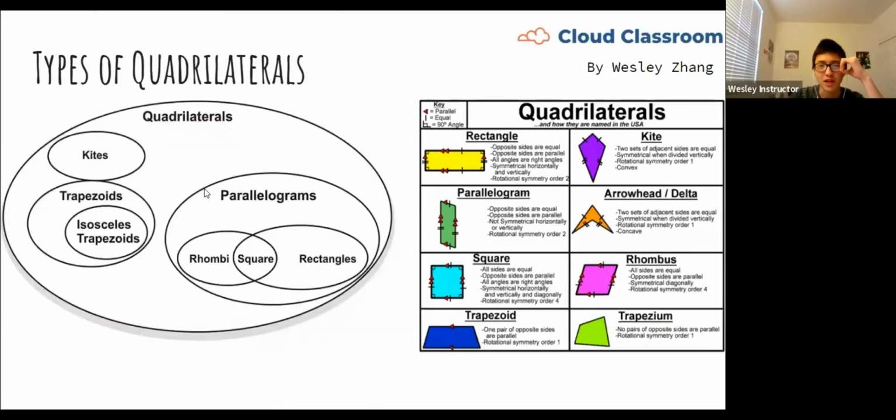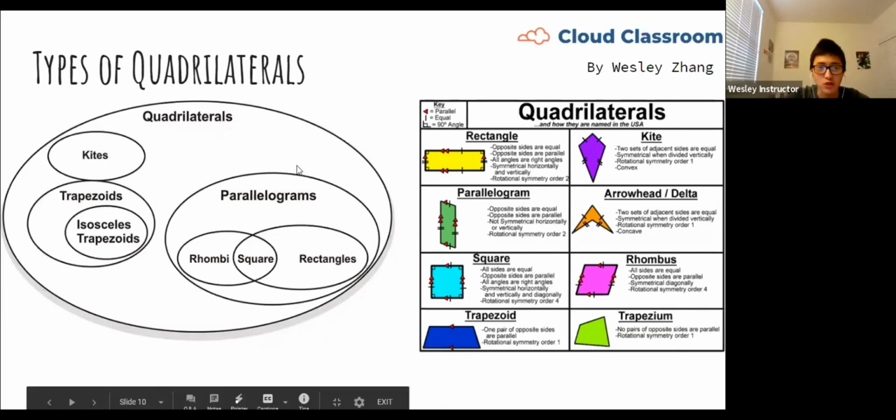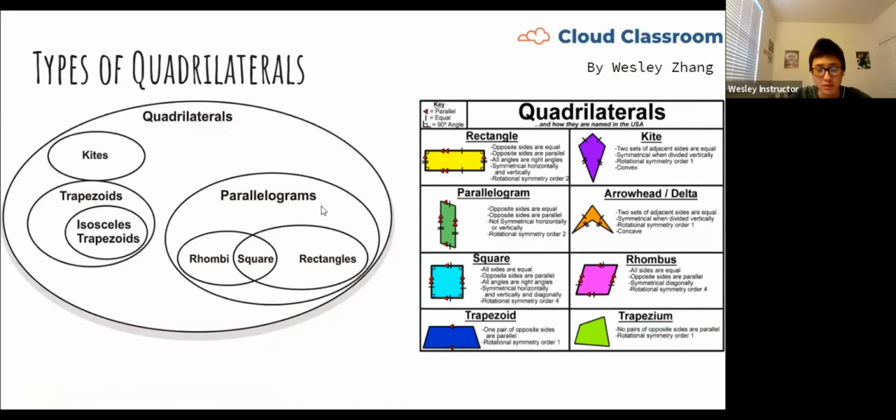All right, types of quadrilaterals. So here we have a diagram here. Every tiny circle within this big circle is a quadrilateral. So kites are quadrilaterals, parallelograms are quadrilaterals, trapezoids are quadrilaterals. If you guys see here, a rhombus, rhombi for plural, a square and rectangle are all parallelograms. A square is both a rectangle and a rhombus. It is also a parallelogram, and it is also a quadrilateral.